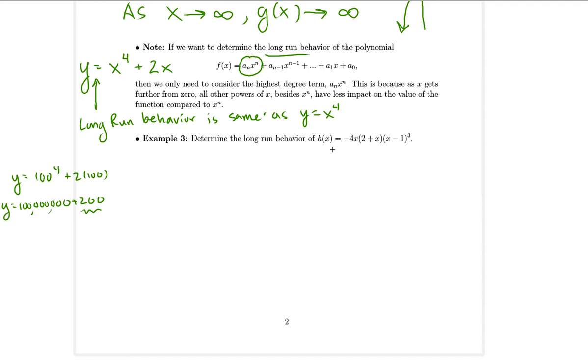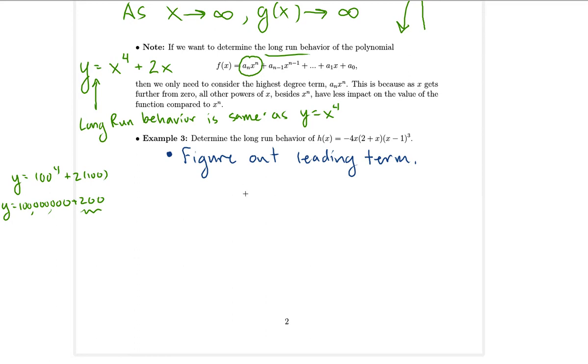Okay, so what if I take something like this? It's all factored and everything. How do I determine the long-run behavior? Well, you don't have to multiply it all out. What we're going to do as a strategy here, let me change colors since I've written a bunch in green here, is figure out the leading term. That's all I really need to do. We don't care about the rest of it in terms of long-run behavior. Let's just figure out the leading term.